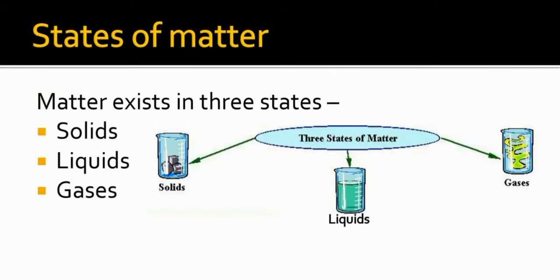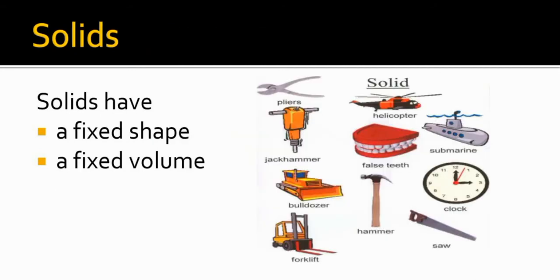So, what are three states of matter? These are solids, liquids and gases. Now, we are going to study about them separately. First is solids. Solids, what are the things that you can see around you?